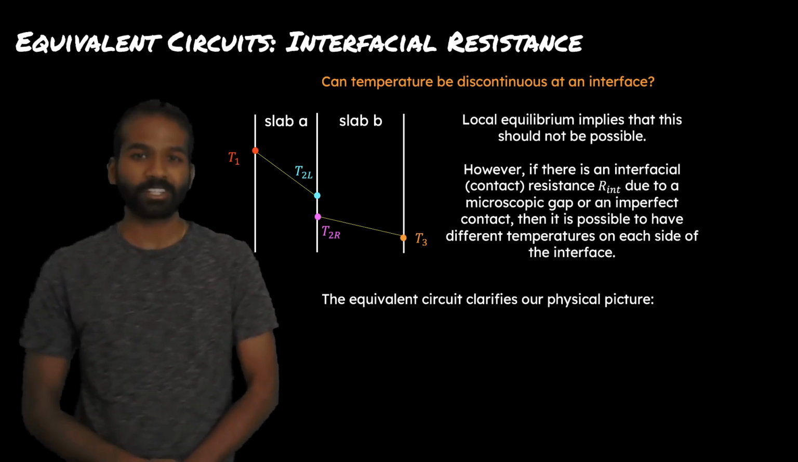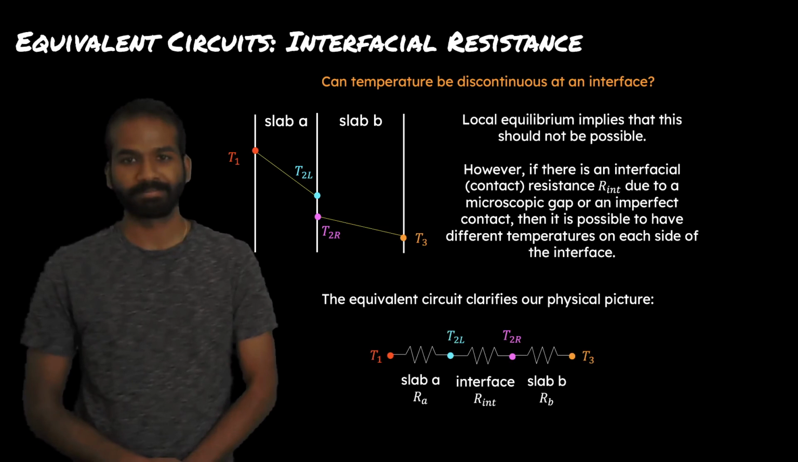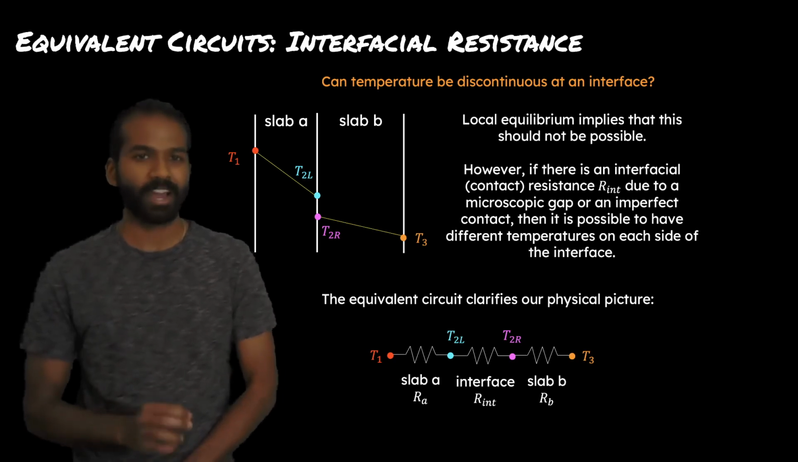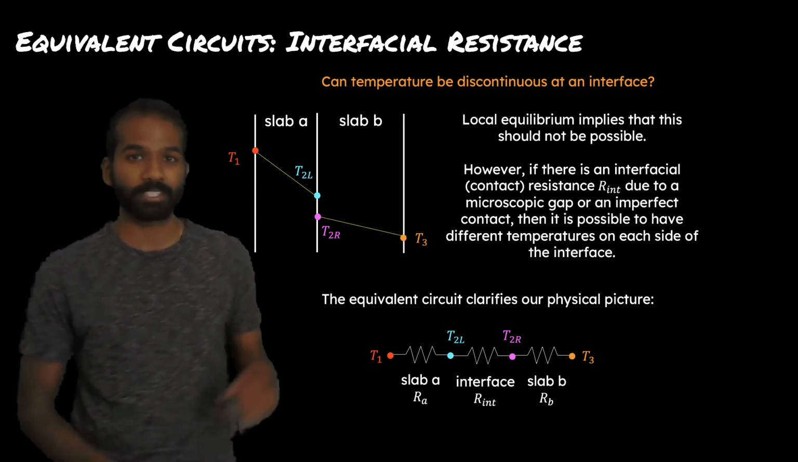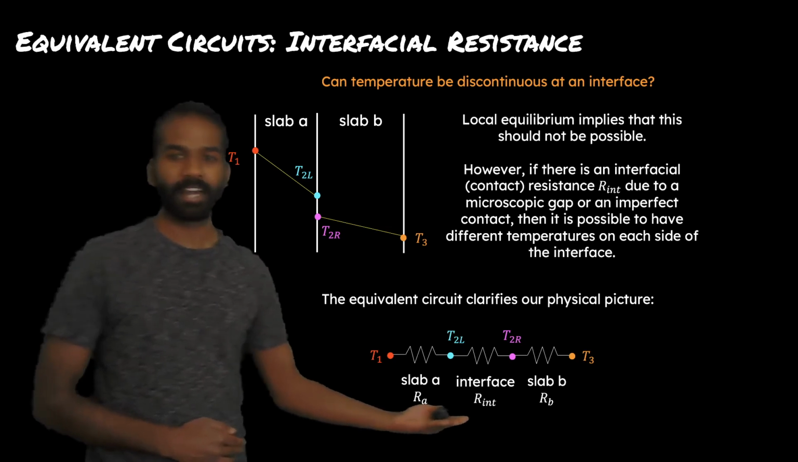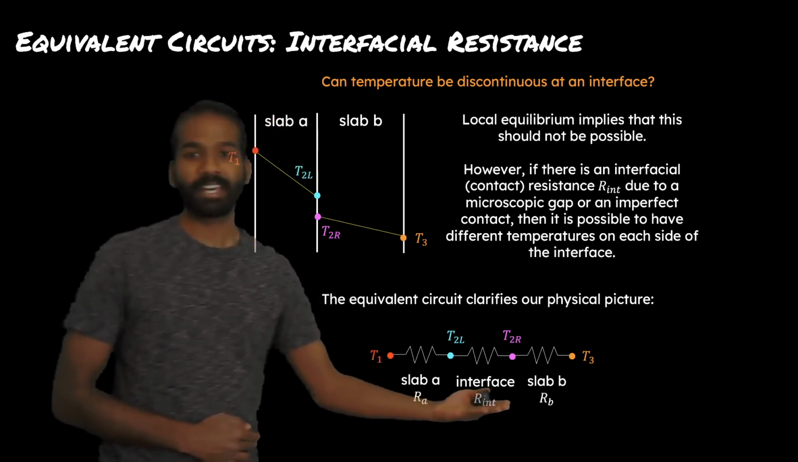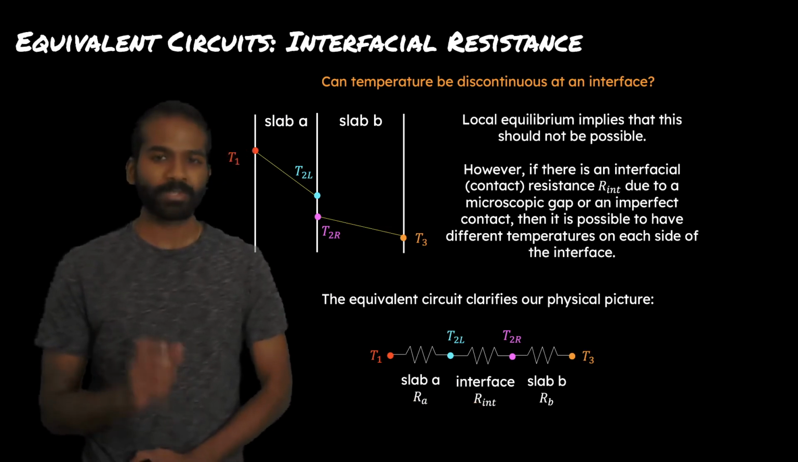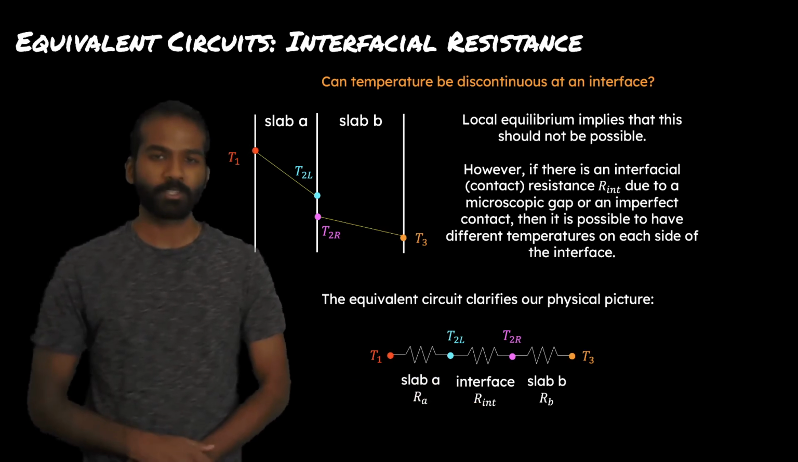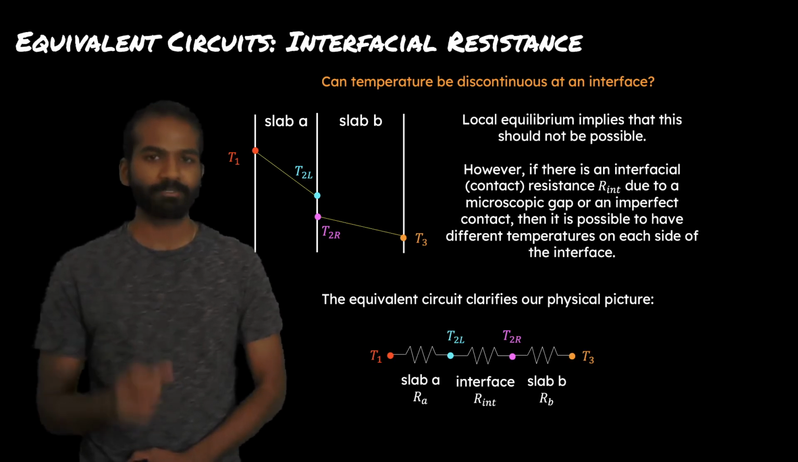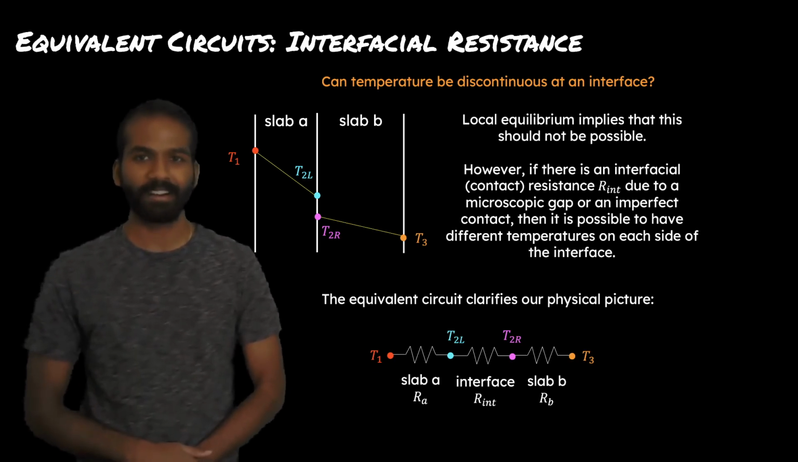Drawing out an equivalent circuit clarifies the physical picture here. This means that if there is a contact resistance or an interfacial resistance, we need to have 3 resistors, not just 2, as this diagram may otherwise imply up top. We need one resistor for slab A, another resistor for slab B, and another resistor for this interfacial resistance. Only by having a resistor there at this interface do we have something which is able to impede heat transfer and thereby create different temperatures on each side of this interface.